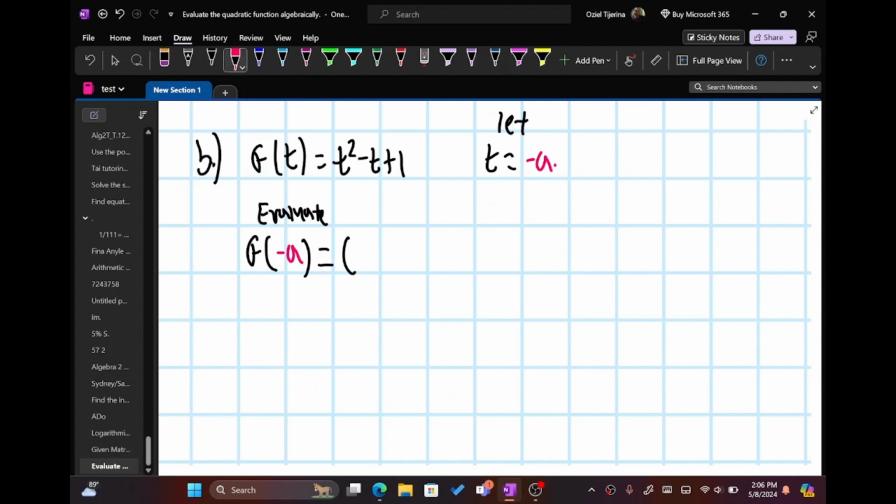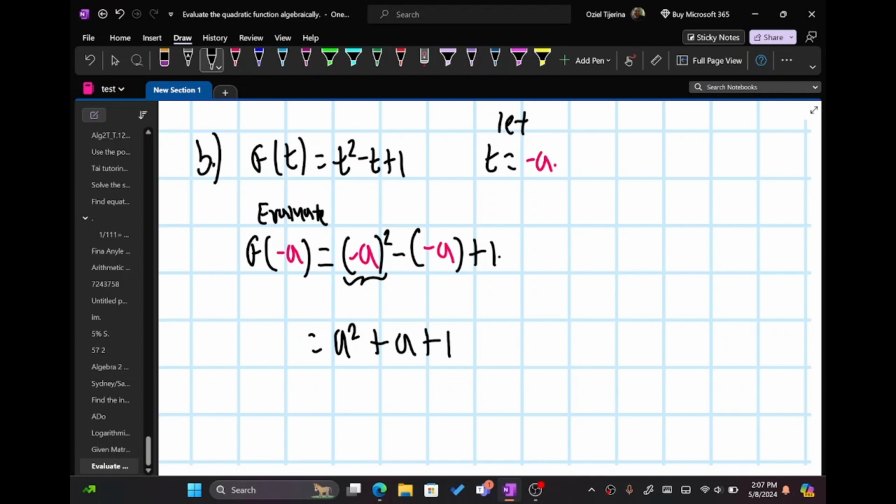So negative a quantity squared, minus negative a, and then plus 1, right? So then we have a squared. Notice that you square the negative and the a as well, so it becomes positive a squared. And then minus negative a, that's plus a, and then plus 1.